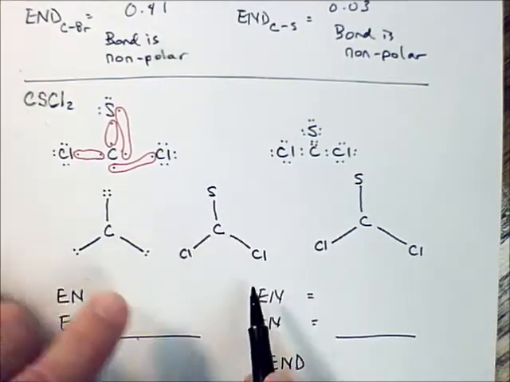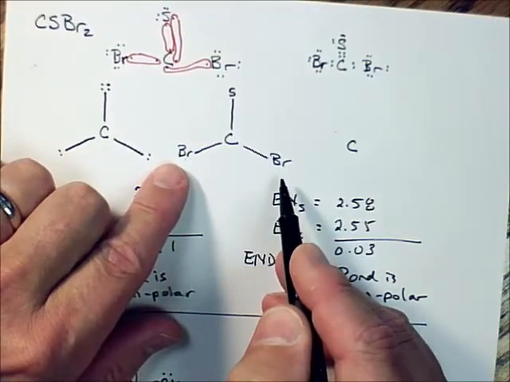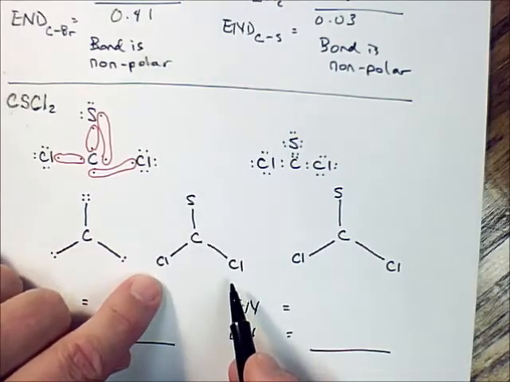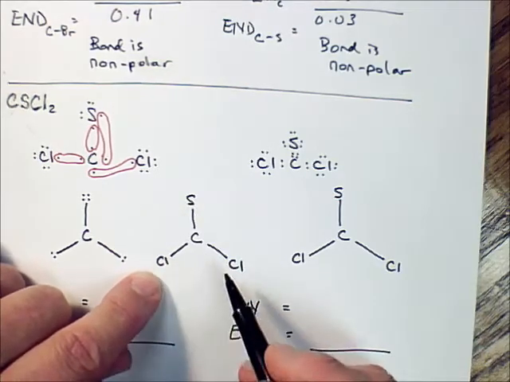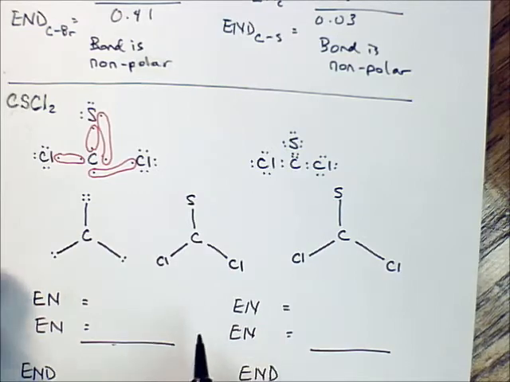Okay, the difference is that instead of bromines down here, I now have chlorines down here. And I could have had the sulfur over here and the chlorine up there. It doesn't matter. We can still get to the same answer. But let's find our electronegativity difference.